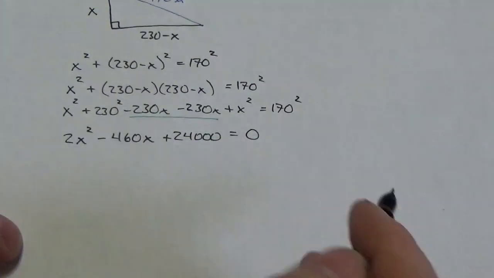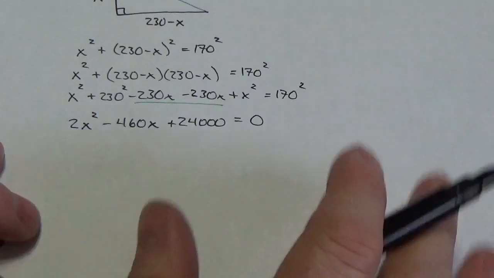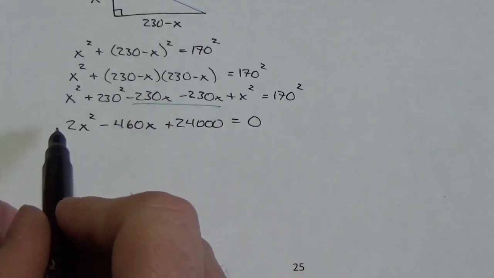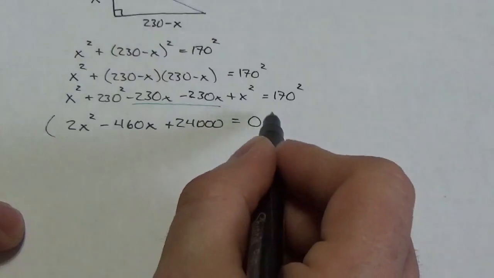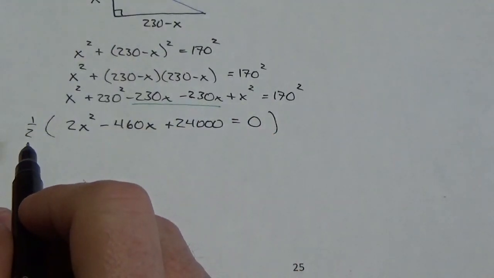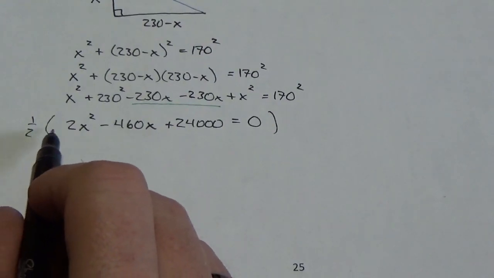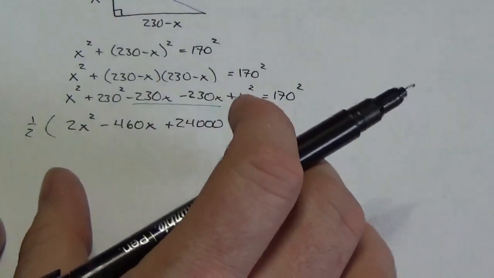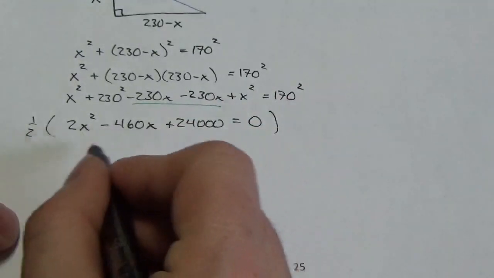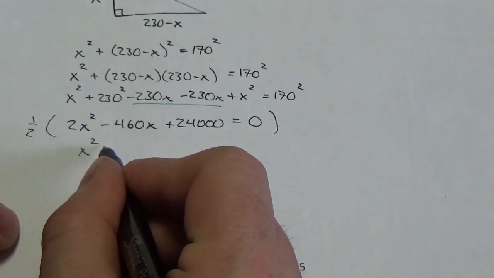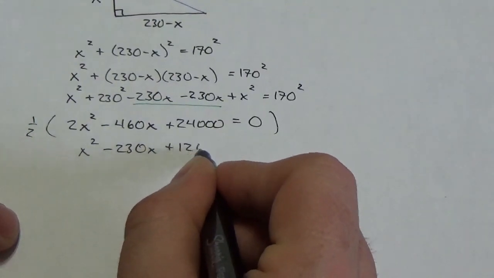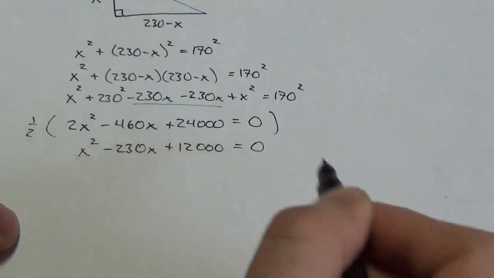Now, this is the equation that I'm left with. It's a quadratic. It's set equal to 0, so I'm feeling good about this. I'm going to multiply everything through here, first of all, by 1/2, because I'd really like to get rid of the factor of 2, just to make these numbers as small as possible. So when I multiply through by 1/2, I will get x squared minus 230x plus 12,000 is equal to 0.